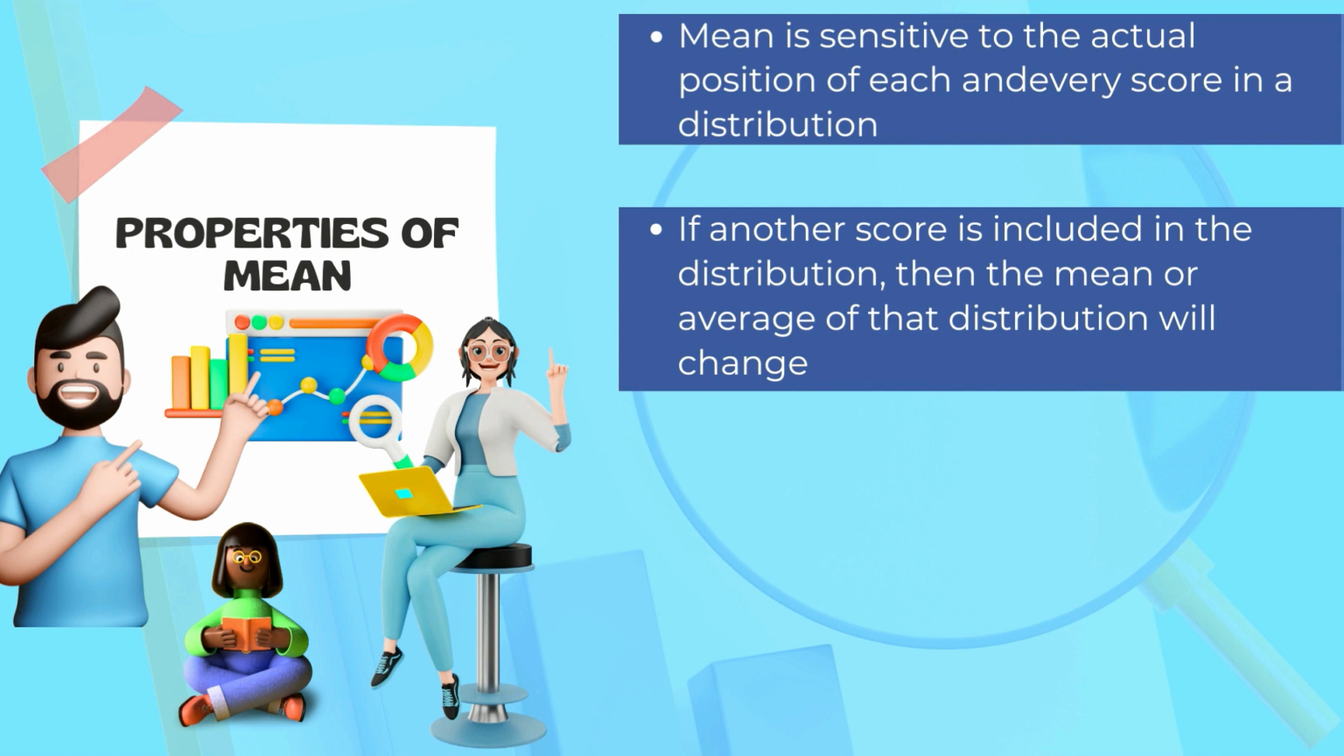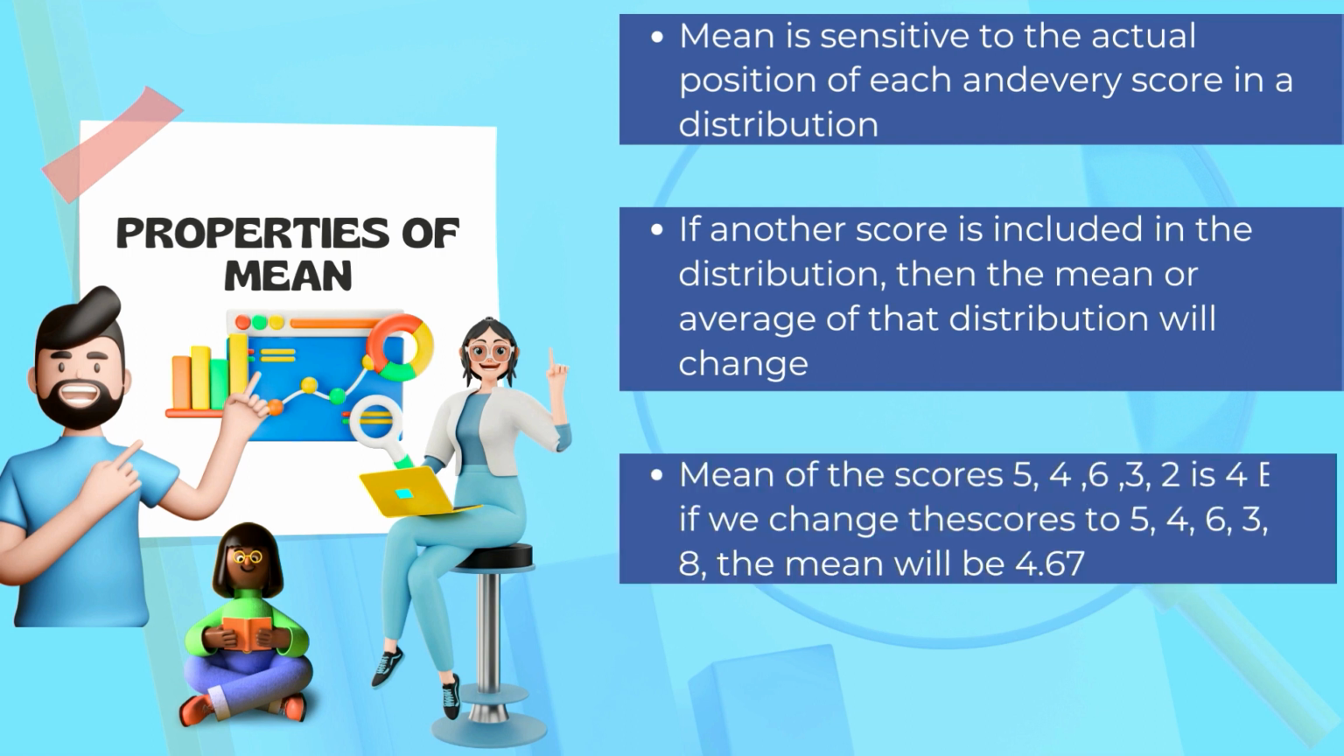So for example, the mean of the scores 5, 4, 6, 3, 2 is 4, but if we change the scores to 5, 4, 6, 3, 2, 8, then the mean will be 4.67. In the previous example, we had 5 data points; in 5, 4, 6, 3, 2, 8, we have 6 data points, and accordingly the mean score changes.